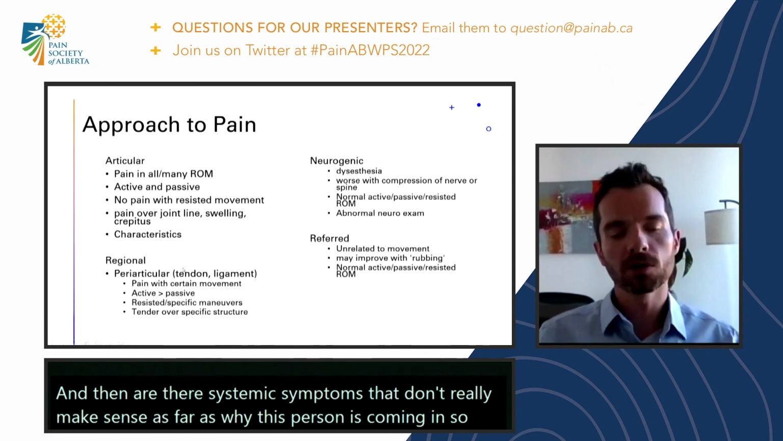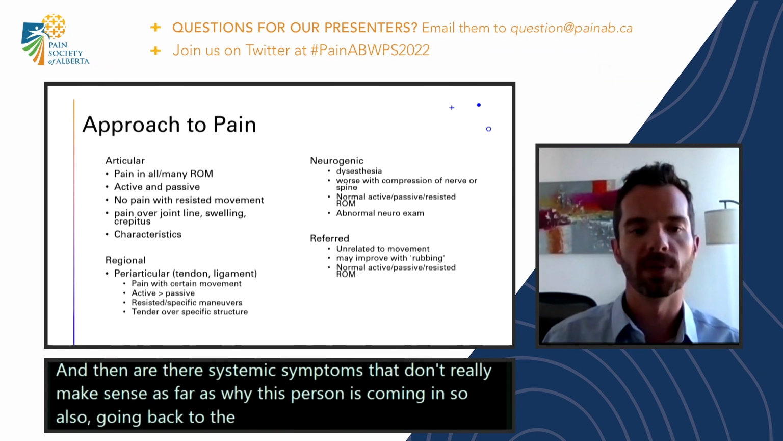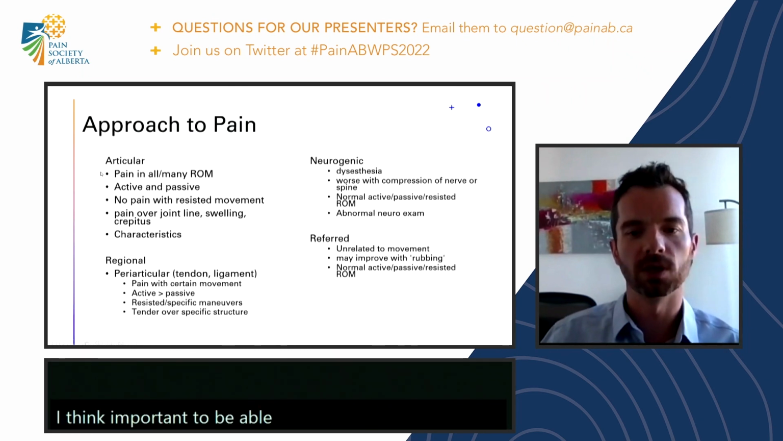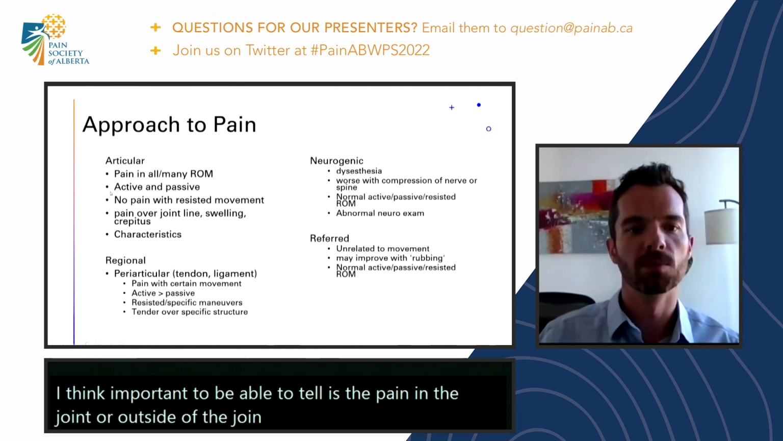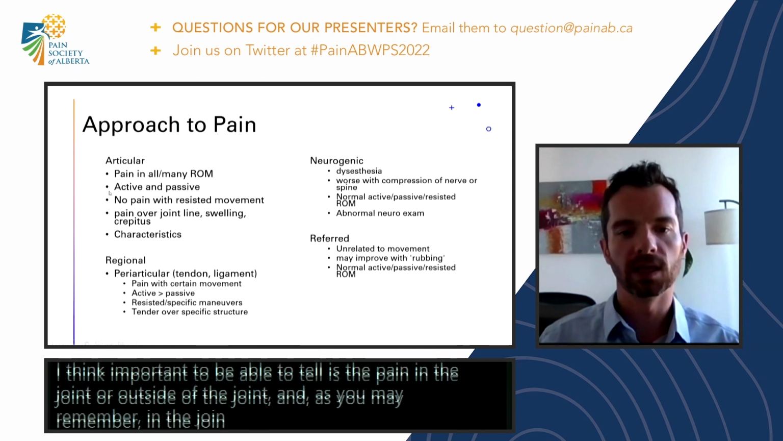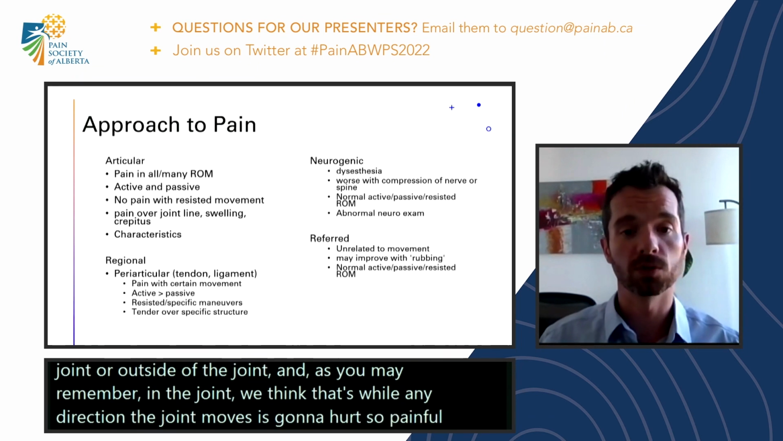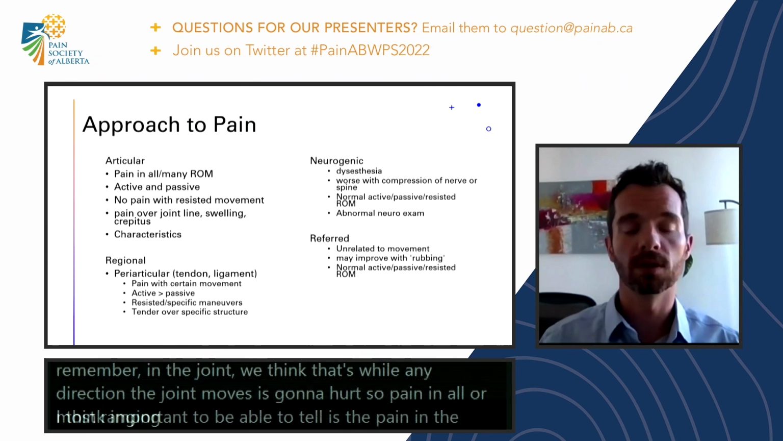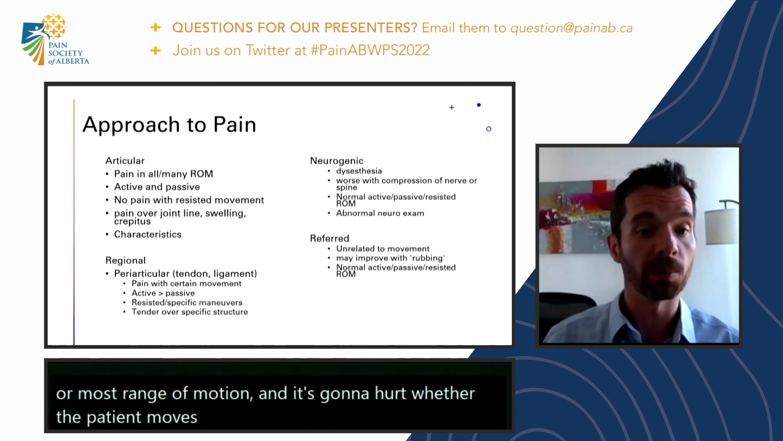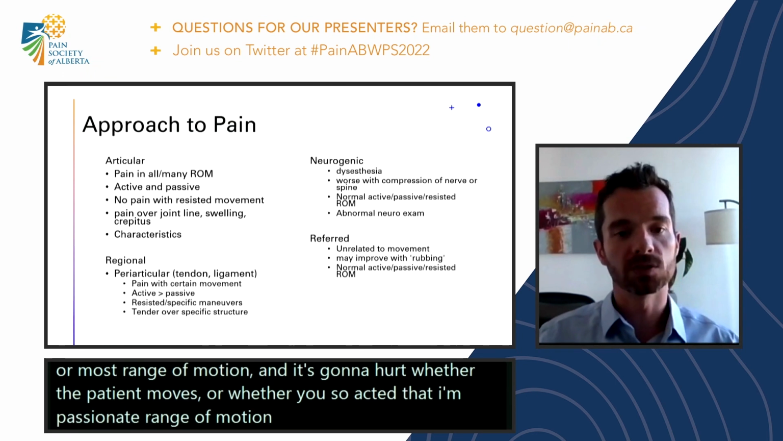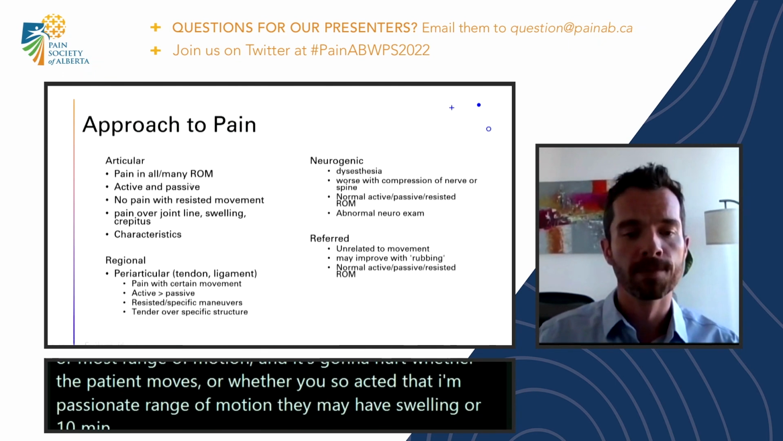So also going back to how we approach pain in med school, I think it's important to be able to tell, is the pain in the joint or outside of the joint? And as you might remember, in the joint, any direction the joint moves is going to hurt. So pain in all or most range of motion. And it's going to hurt whether the patient moves or whether you move the patient. So active and passive range of motion. They may have swelling or tenderness over the joint line.